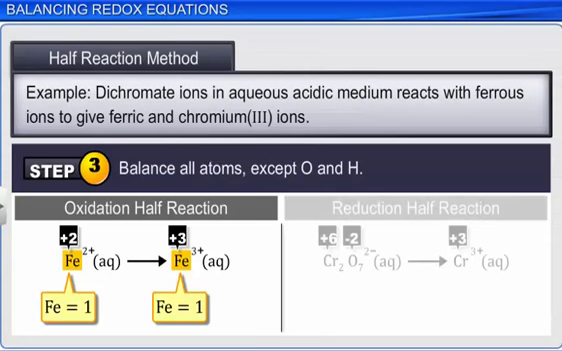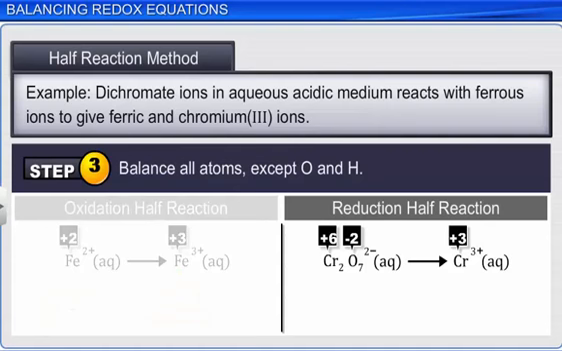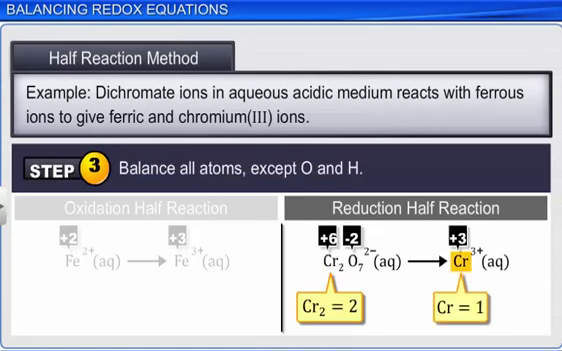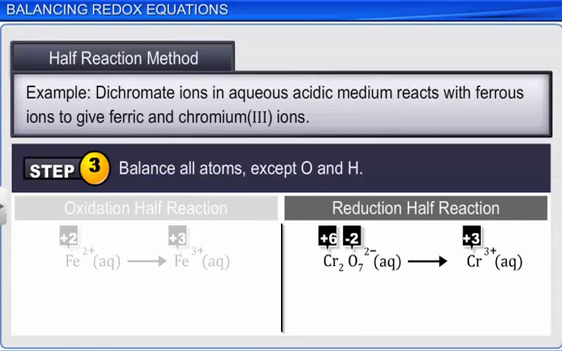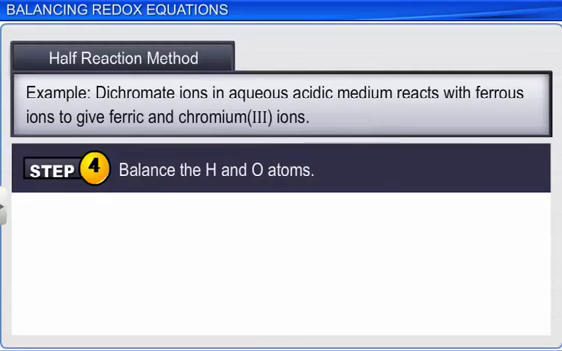In the reduction half reaction, there are 2 chromium atoms on the left-hand side and only 1 on the right-hand side. So, we'll multiply Cr3+ by 2 to get 2 chromium atoms on the right side too. Now in the fourth step, balance the H and O atoms.